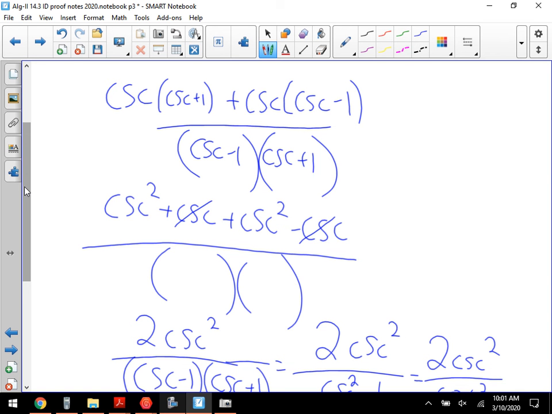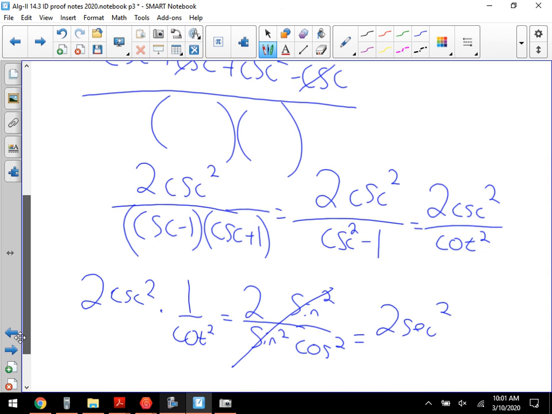2 squared plus cosecant squared. I mean, where does it end up? And at the end, it keeps rewriting. It winds up 2 over sine squared.